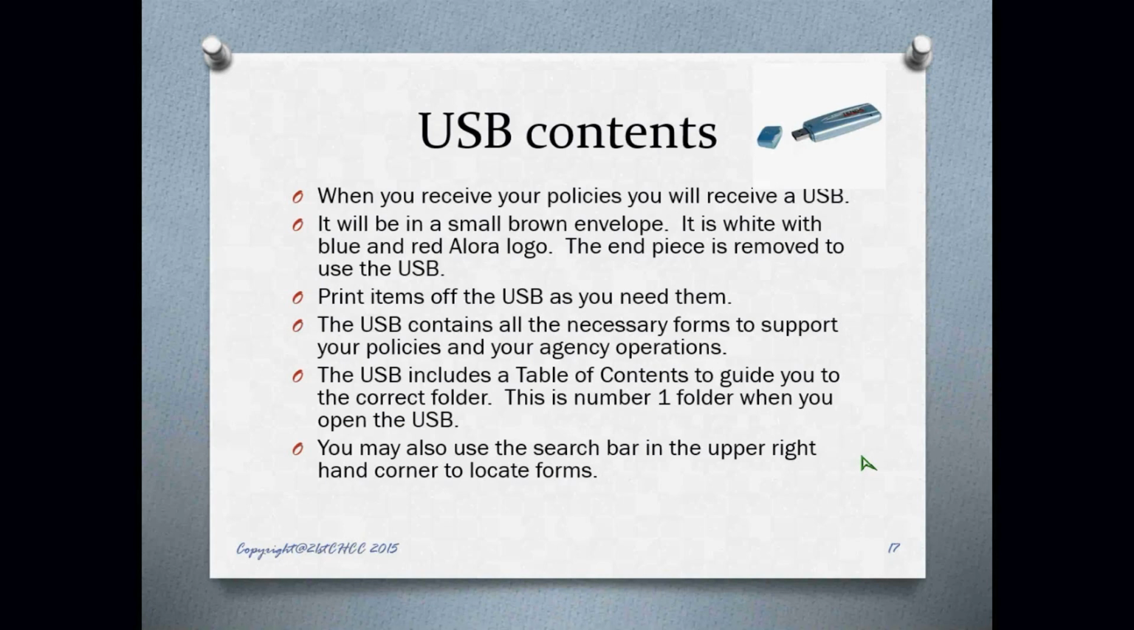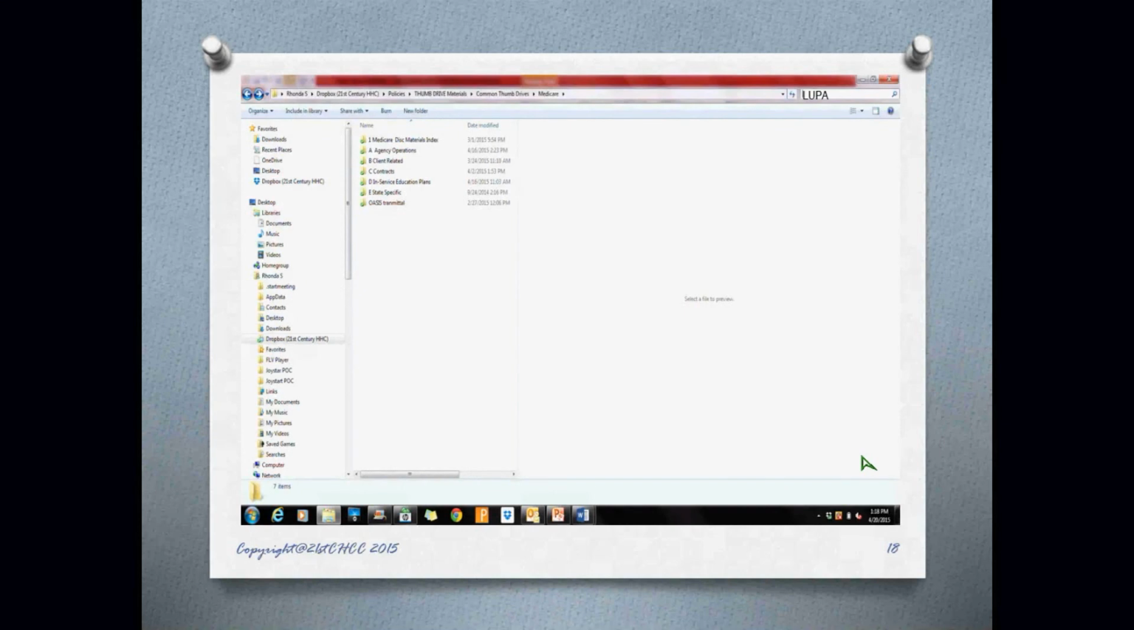To be able to navigate that USB a little bit easier, we provide you with a table of contents. And that's the #1 folder when you open up your USB. I'll show that to you on the next slide. And then, to help you find a document in that thumb drive, you can also use the search bar. And I'm going to show you how to use that. So when you plug in your thumb drive and it opens up, you can see there #1, we've got the index. So if you open that file, it will tell you where all of the forms are.